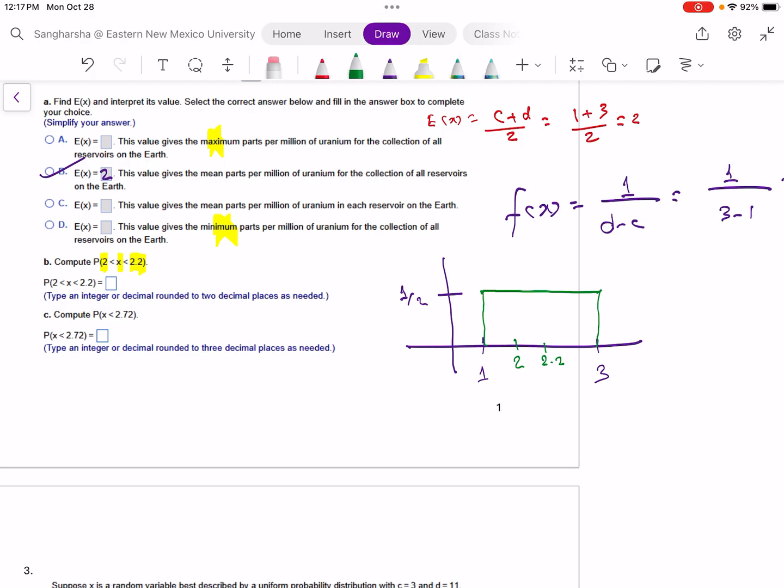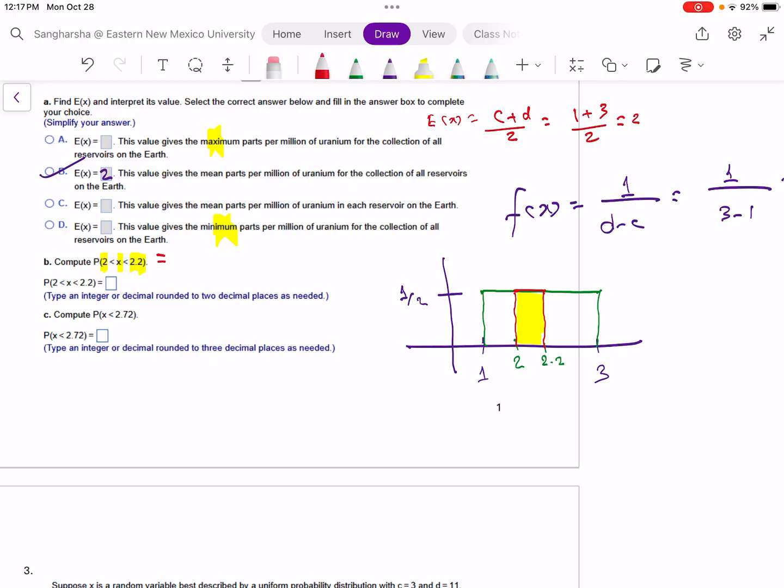Now we need to find the graph in between 2 and 2.2. So where is the graph? The graph is starting at 2 and ending at 2.2. Finding the probability is the same as finding the area of this region. So let's find the area of this region. This is a rectangle, and we know how to find the area.